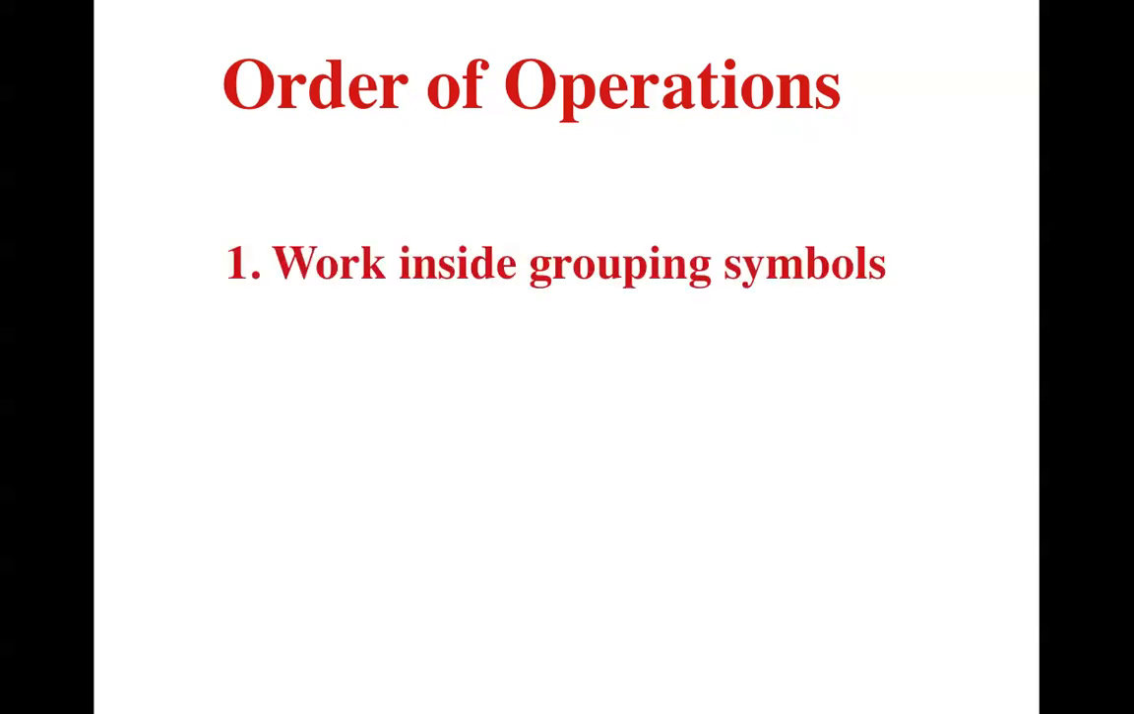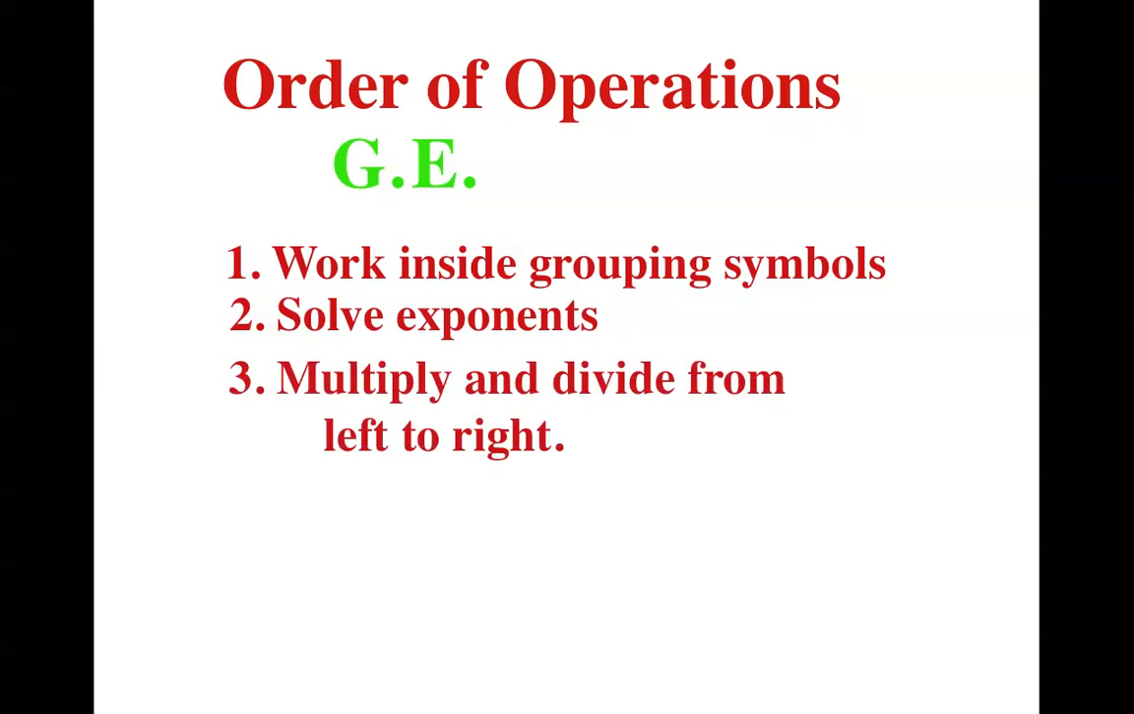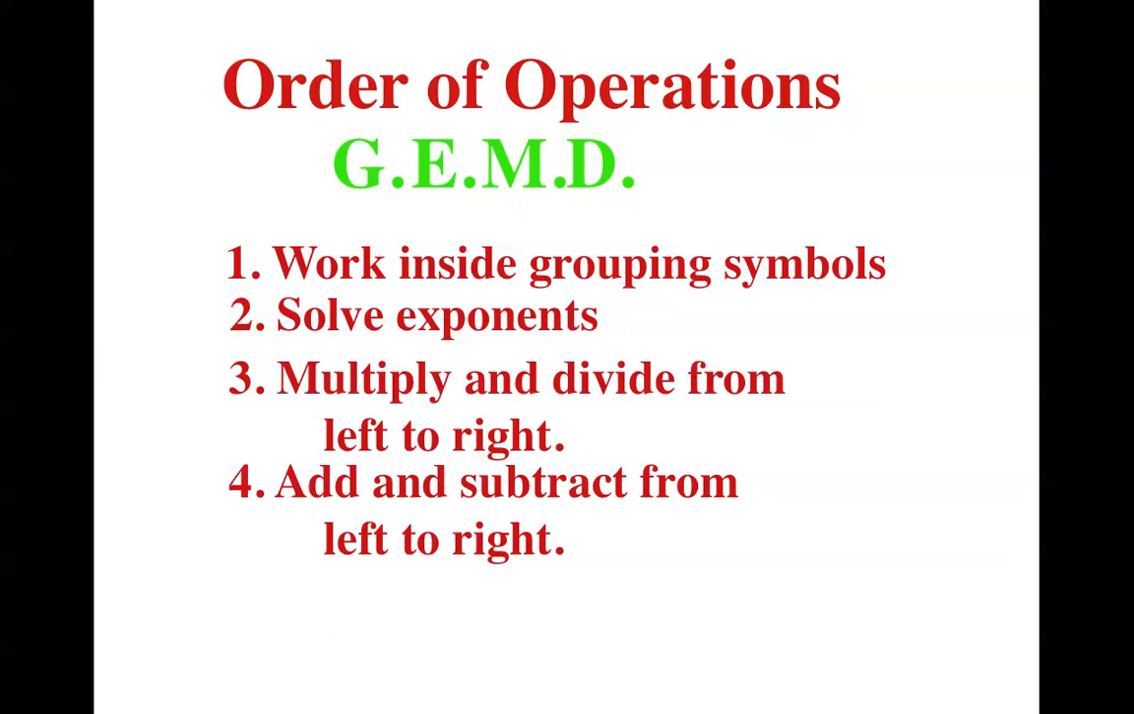The rest of the section was all about order of operations and trying to get students to remember their order of operation rules from the beginning of last year. Number 1, we always work with inside grouping symbols first. That stands for the G. We solve exponents second. That's an E. We multiply and divide always from left to right. That's an M and a D. And we add and subtract from left to right. That's the A and the S. So what we have is called GEMDAS.